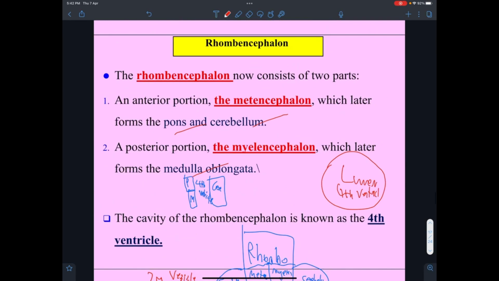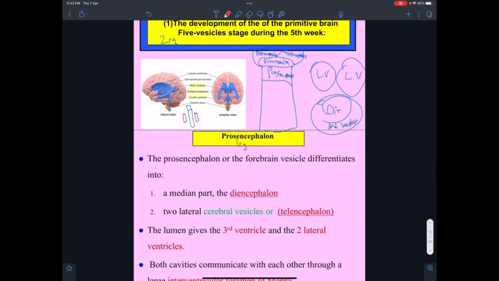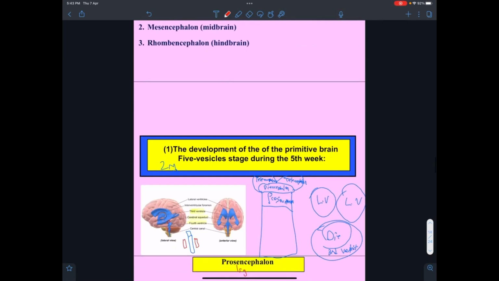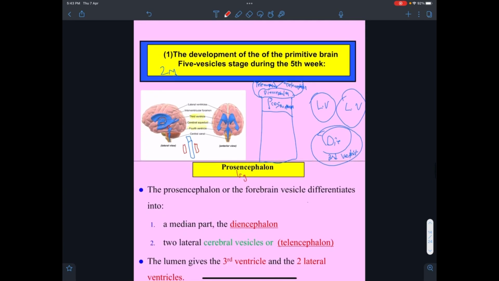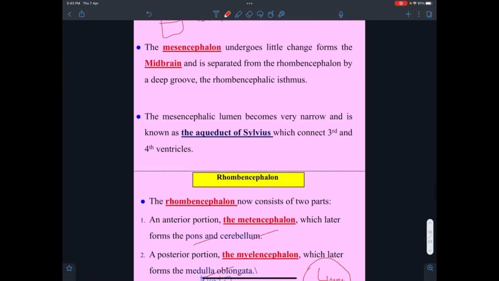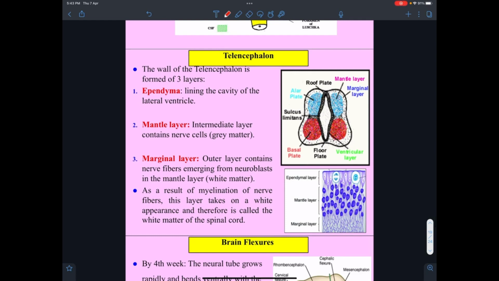All right? This is literally all. How many vesicles did we count? 1, 2, 3, 4, 5. Five secondary vesicles, all right? And basically from three primary brain vesicles in total. So this is the five vesicle stage. That's what you should write here, secondary five vesicle stage, all right? All this occurs during the 5th week, and it will end during the same week, the 5th week as well.